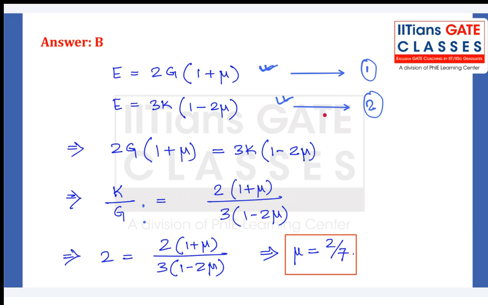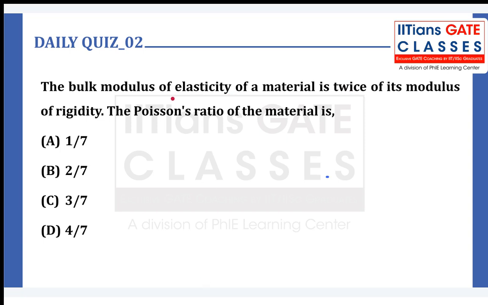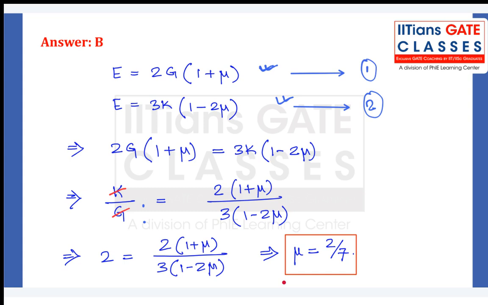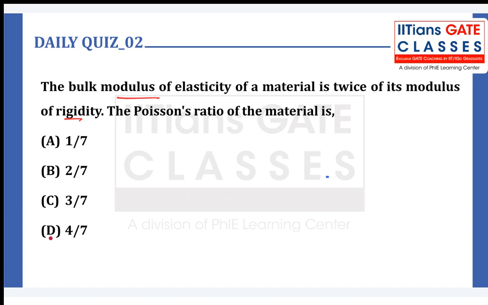Now it is given that the bulk modulus is twice the modulus of rigidity. So K is equal to 2 times G. So we can cancel it this way. So 2 is equal to this much, simply cross multiply and you get the answer. Mu is equal to 2 by 7. This is one of the simplest problems that can be asked, but it's an important one.